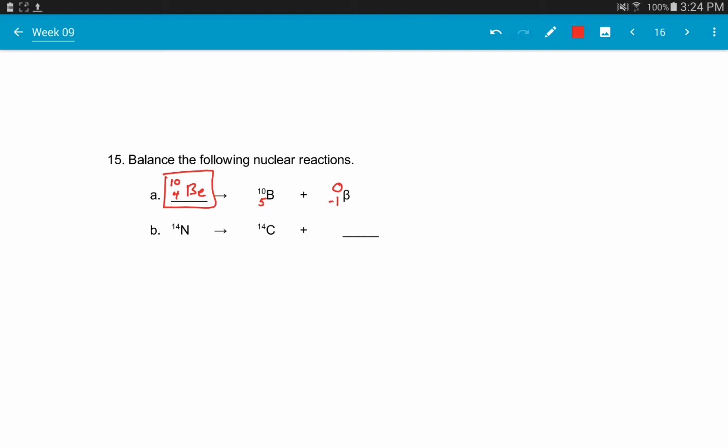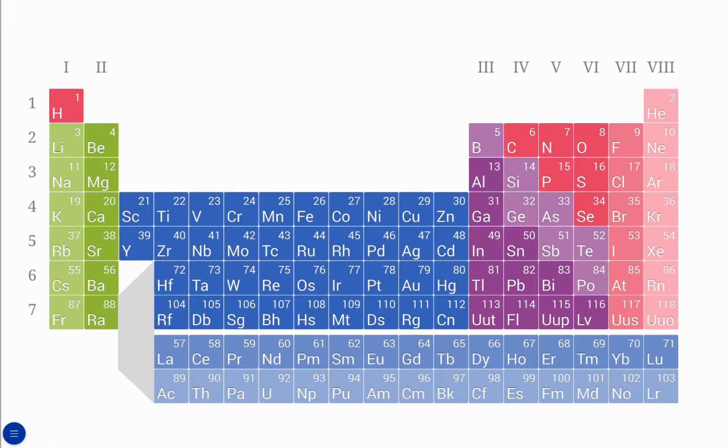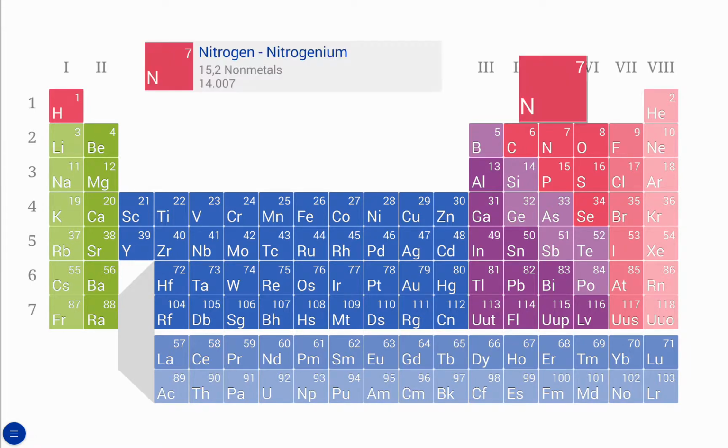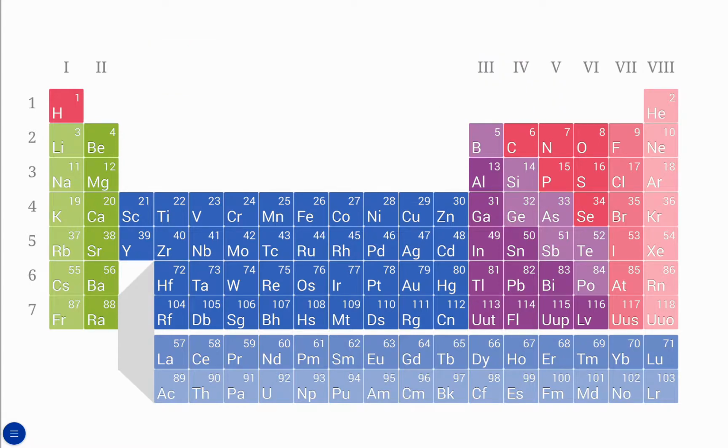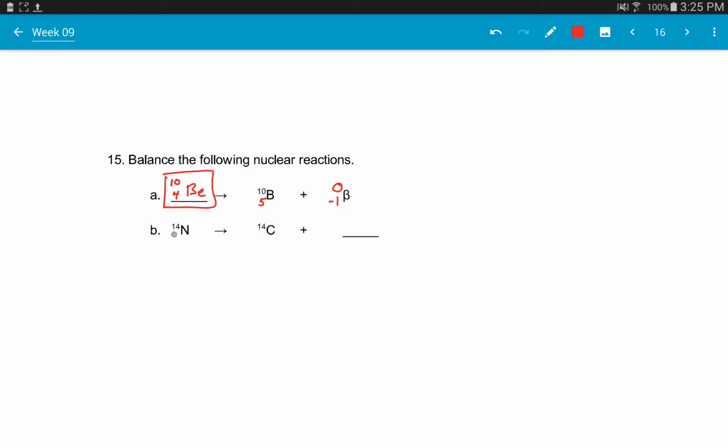Now, if we do part B, we have nitrogen and carbon. And if we look on the periodic table, nitrogen has an atomic number of 7, carbon has an atomic number of 6. So, 7, 6. So the top numbers are the same, so whatever particle is splitting off has to have a 0 mass, or at least a 0 atomic mass.